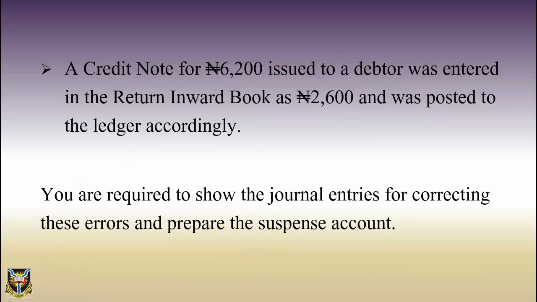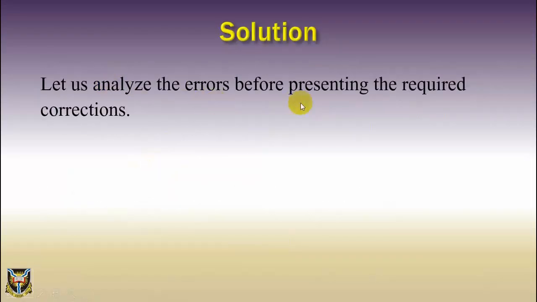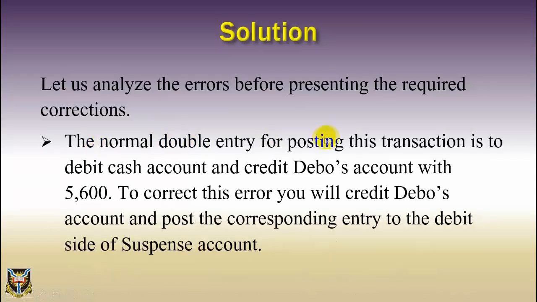Solution. Let us analyze the errors before presenting the required corrections. A. The normal double entry for posting this transaction is to debit cash account and credit Debor's account with 5,600. This error involves omission only in the personal account of Debor. Thus, the two accounts involved are Debor's account and suspense account. To correct this error, you will credit Debor's account and post the corresponding entry to the debit side of suspense account.